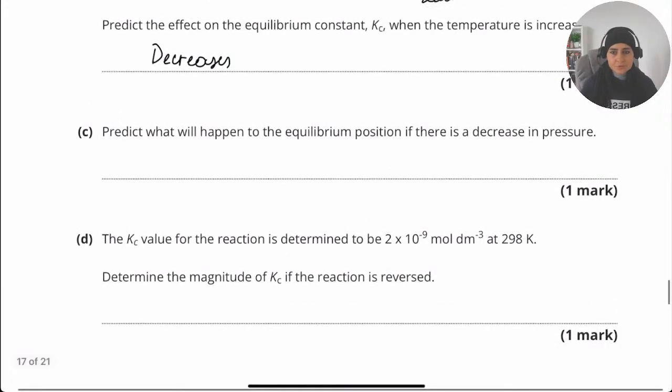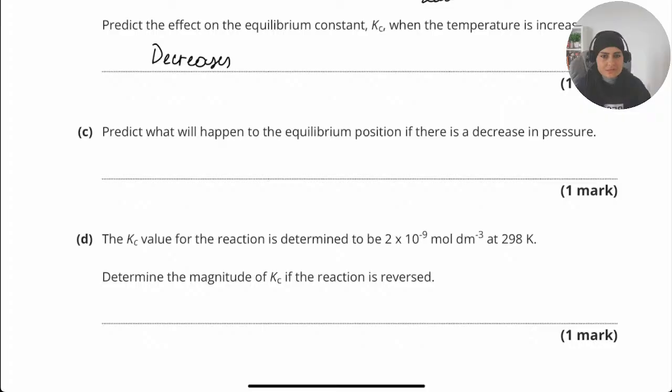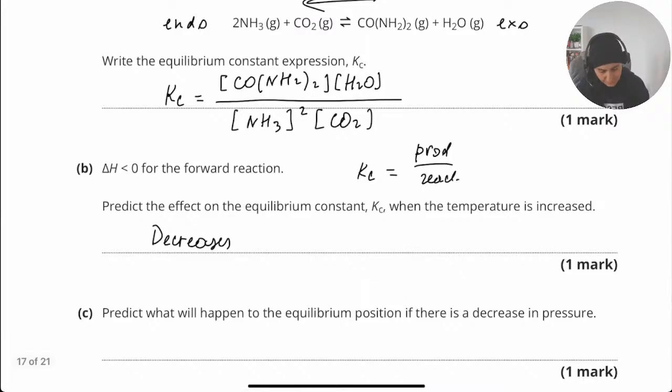Next one. Predict what will happen to the equilibrium position if there is a decrease in pressure. Pressure affects only gaseous particles. If the pressure is decreased, the system would try to oppose the change, so it would try to increase the pressure, which means equilibrium would shift to the side with more moles of gas. On the left side, we have 2 plus 1. Remember to check that they are gases. So on the left side, we have 3 moles. On the right side, we have 2 moles, 1 plus 1. So it would shift to the left.